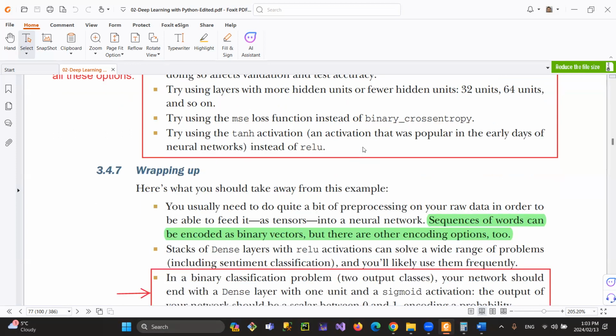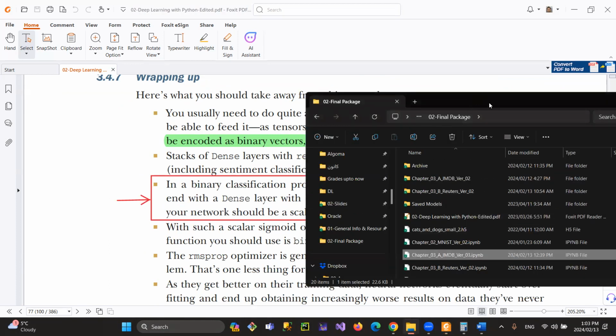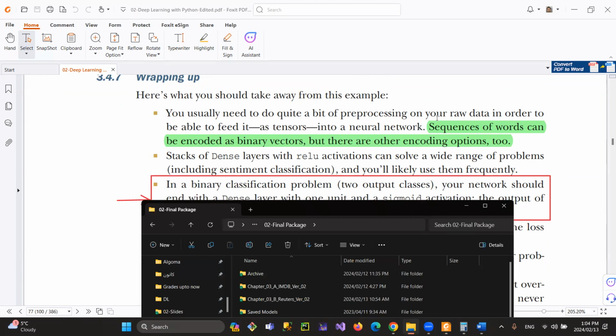It says that, let's wrap up the example. It says you usually need to do quite a bit of pre-processing. Actually, we have done that pre-processing. How did we do that? You remember I showed you this example, and it mentioned that the way that we did was just one of the approaches. Let me read it. It says that a bit of pre-processing on raw data is needed in order to fit it as tensors into neural networks. Sequences of words can be encoded as binary vectors, but this is just one of the ways that you can encode data.